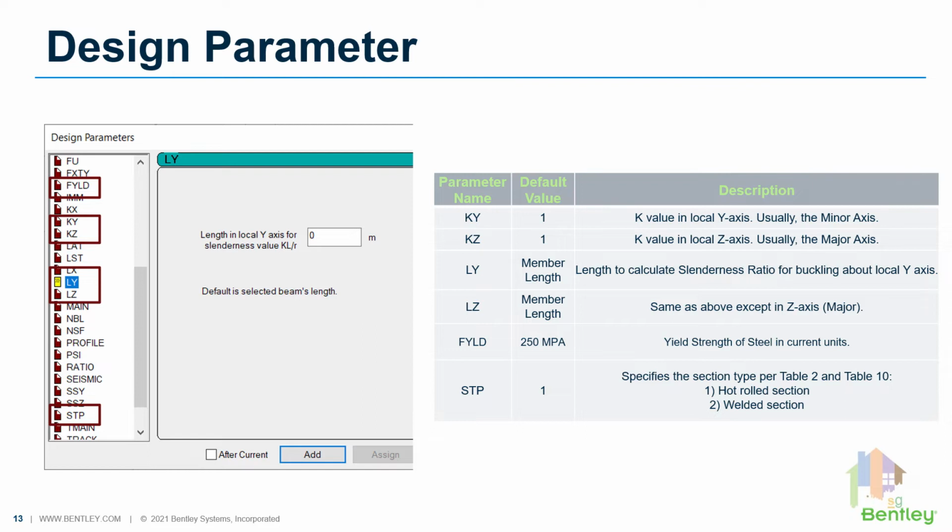STP parameter is used to define whether the section is rolled or welded. For buckling class determination using table 10, you need to inform program about the section type, and STP is used for that one. If you use built-up section or welded section in your model, don't forget to assign this STP parameter. Else, program will treat those as a rolled section and the calculation will be incorrect.